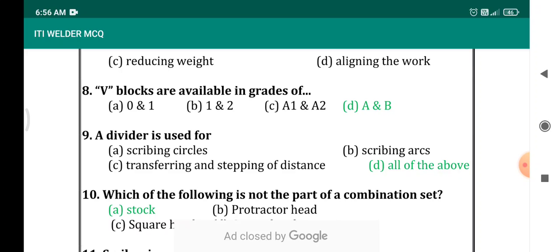A divider is used for scribing circle, scribing arc, transferring and stepping the distance, all of the above. Normally, divider is used for copying, but scribing circles and arcs are also possible with the help of divider. So the option is all of the above.